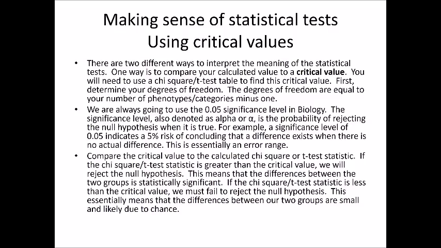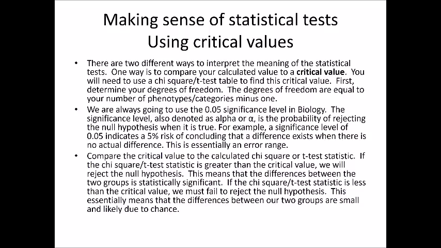All right, there are two different ways to interpret the meaning of these statistical tests. One way is to compare our calculated statistical value to a critical value that we'll get from a statistical table. We'll need to use a chi-square or t-test table, like we said, to find this critical value. To use these tables, we need to know our degrees of freedom.